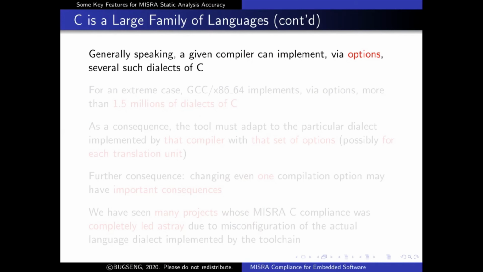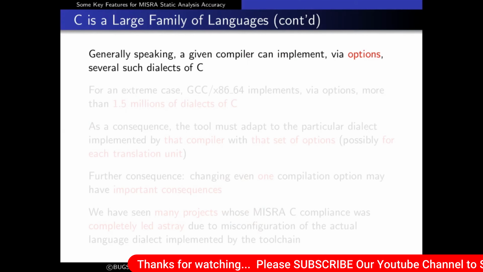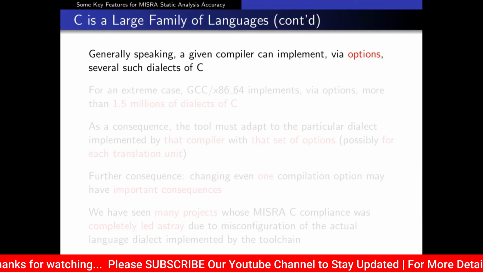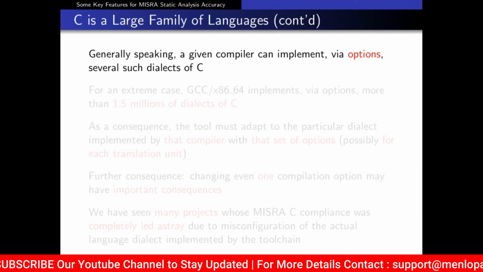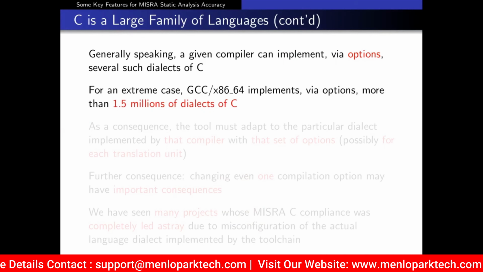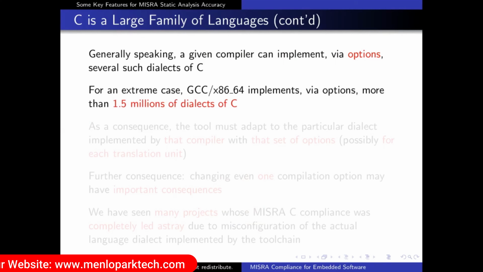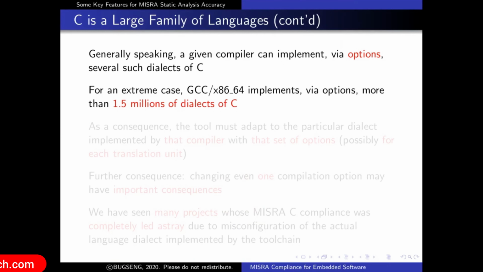This is relevant also because things are even worse. A given compiler can implement several dialects of C via command line options. For example, the machine I'm using to give this presentation is equipped with GCC for x86-64, and this version of GCC implements via options more than 1.5 million dialects of C.